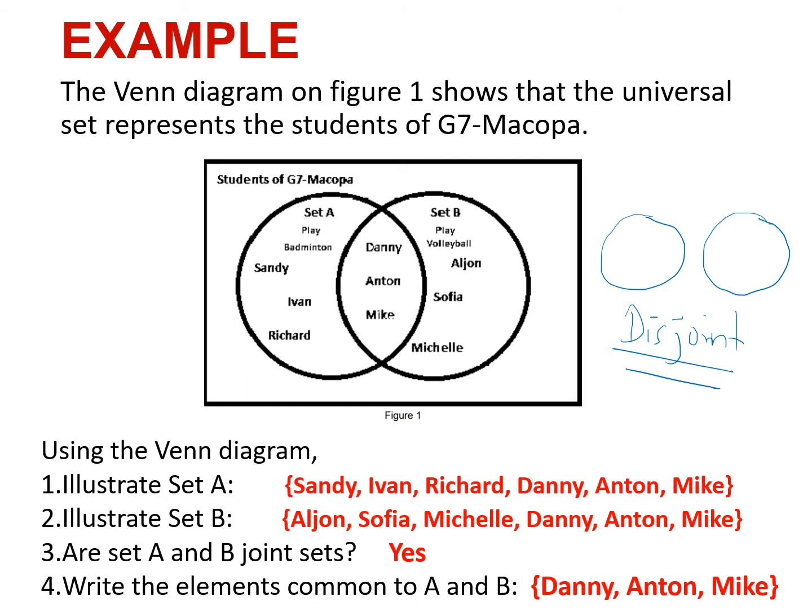Now, nakita na natin, write the elements common to A and B. So, if you notice, ang common sa kanila, or common sa set A and set B, ay yung pangalan nila Danny, Anton, and Mike. Okay? So, that would be the elements common to A and B. We call that one as intersection. Okay? Ang tawag natin dyan ay intersection.